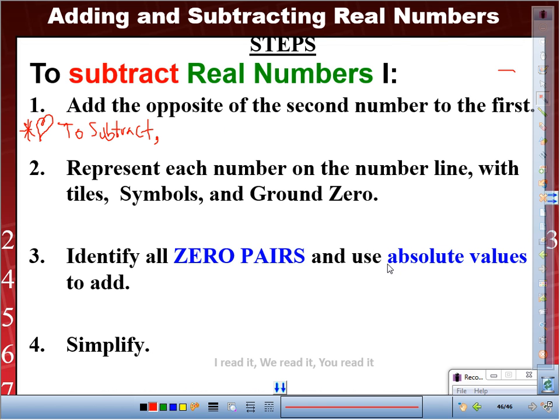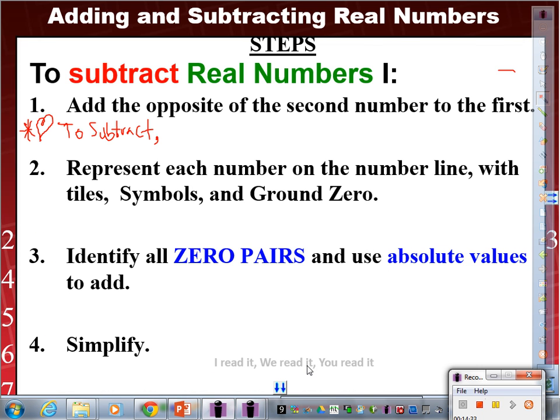Add the opposite of the second number to the first.